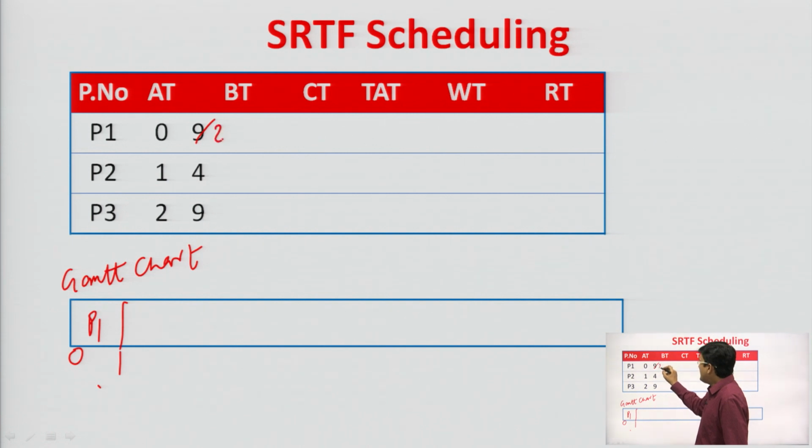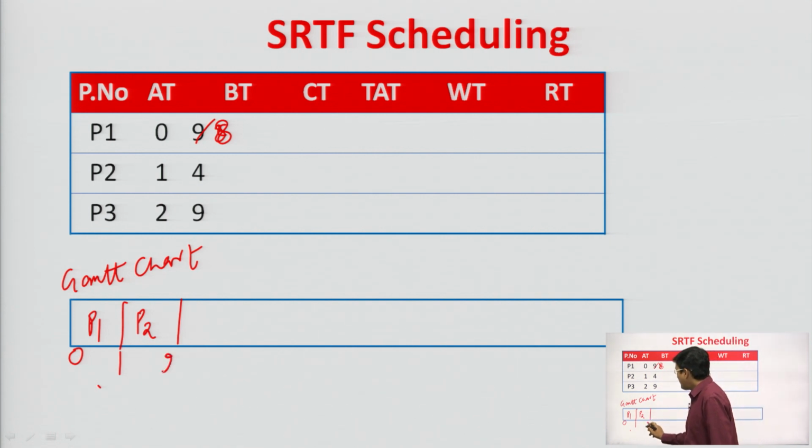Since P1 has executed for 1 unit of time, its remaining burst time will be 8. P2 has arrived at time 1, and its burst time is 4. Out of 4 and 8, 4 is the smaller one. So we will pick the P2 process for execution, and it will run only for 1 unit of time, after which I will preempt it and see if any other process has come.